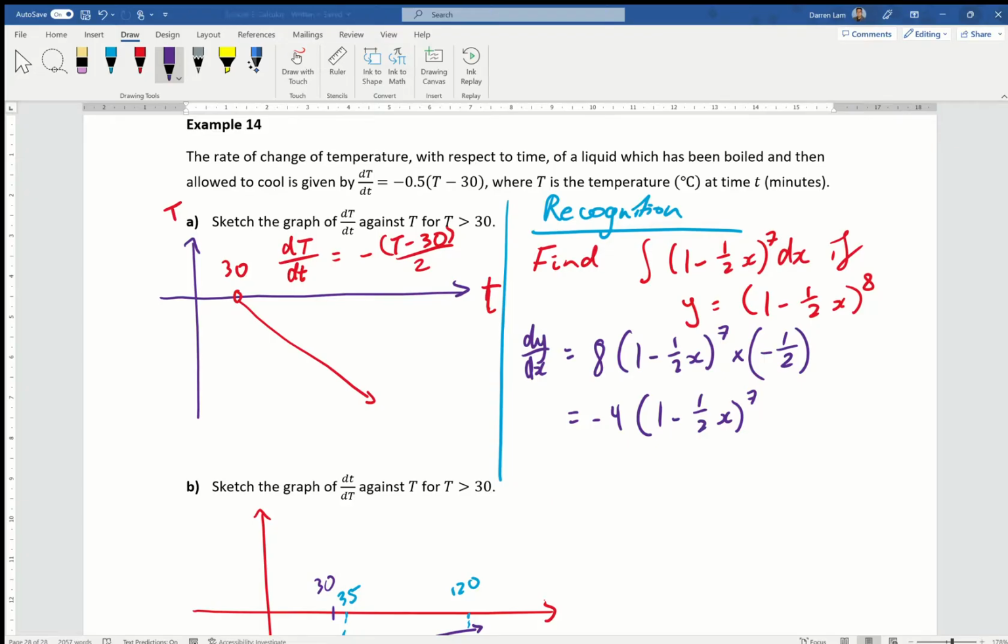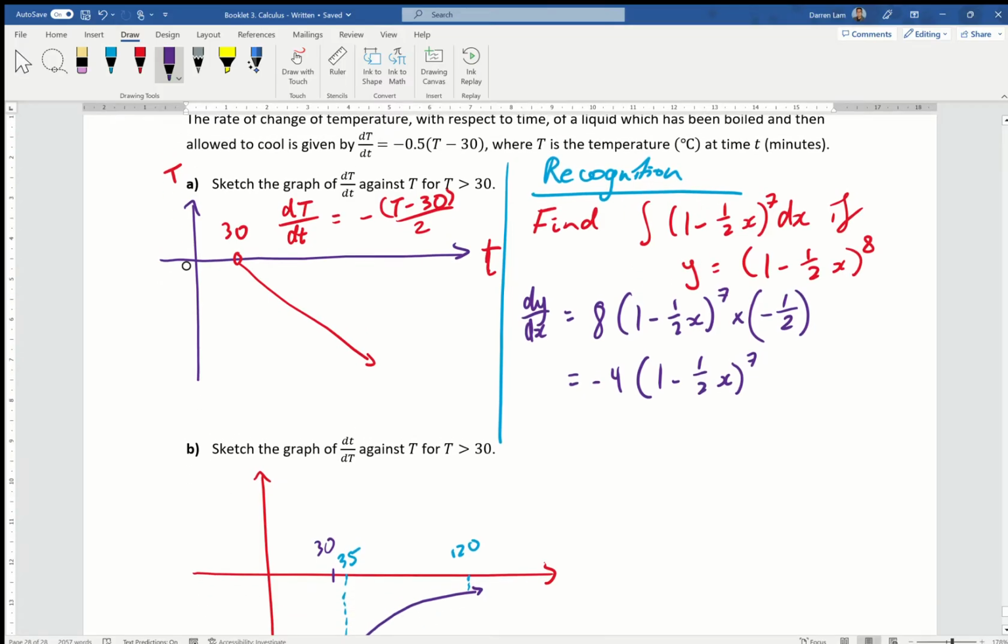Okay, so the derivative of y is that. Well, if that's the case, I can say that the antiderivative of whatever I've just written, so negative 4, and you know what, I'm going to take out the negative 4 now. Negative 4, 1 minus half x to the power of 7 dx equals, and because I'm anti-deriving the derivative, it just equals y, doesn't it?